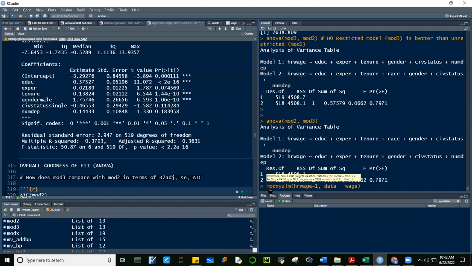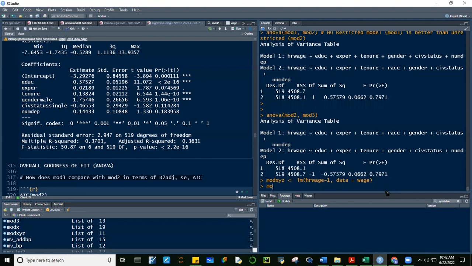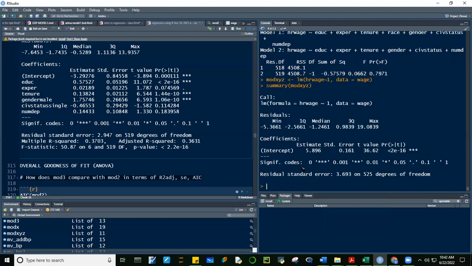Mod XYZ. Parang trial lang siya. Just to show you guys na ito yung ginagamit, pag forward, stepwise na forward. So, summary mod XYZ. You'll have a model here where the only predictor is your intercept. Yun lang siya. Okay, so sa ganyan ang ginagamit, guys, pag backward, stepwise na forward. Mas mahirap yan. It's more difficult.